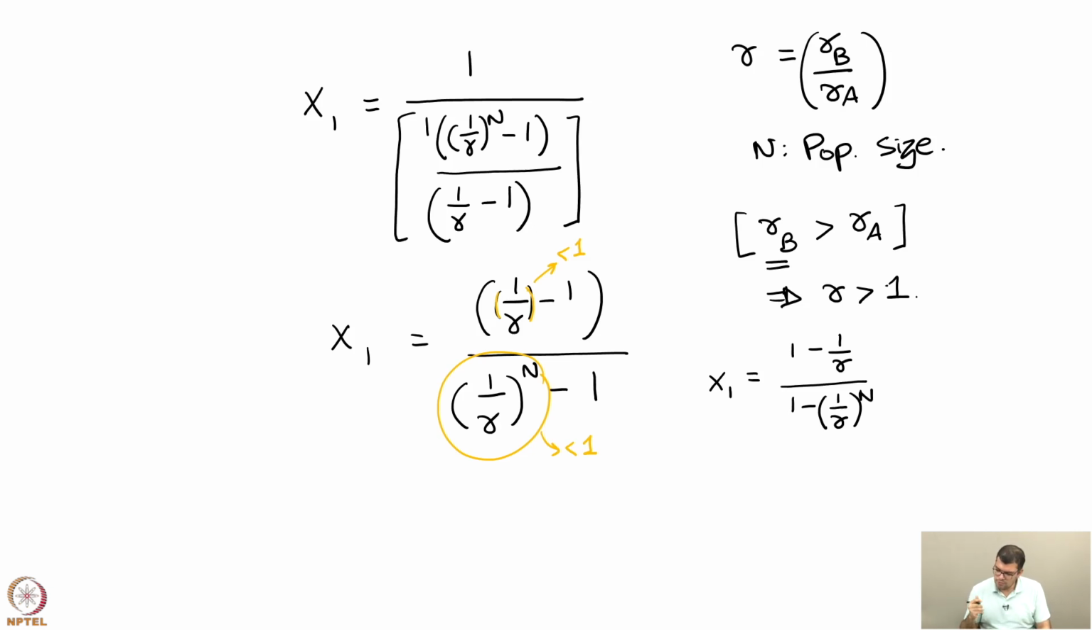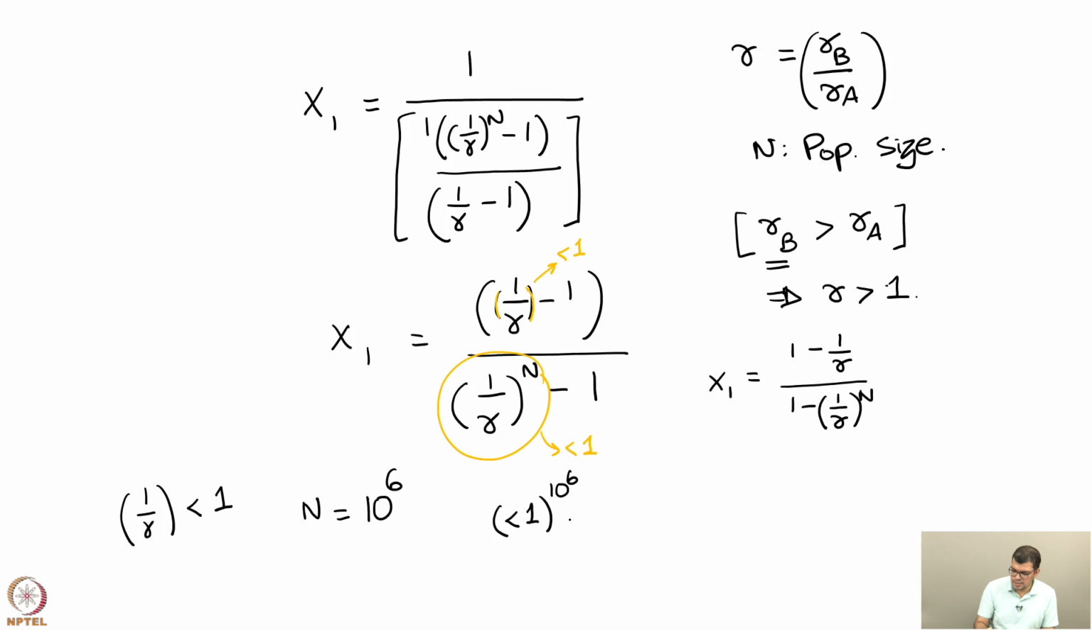Now, we are almost there, except that we can simplify this a little bit more. 1 by r is a number which is less than 1, because r is greater than 1, and n is a number which is very large for a microbial population, let us say of the order of 10 to the power 6. That is at the very least, it can be much bigger than that also. So, I have a number which is less than 1 and I raise it to the power 10 to the power 6. This number will be very close to 0.